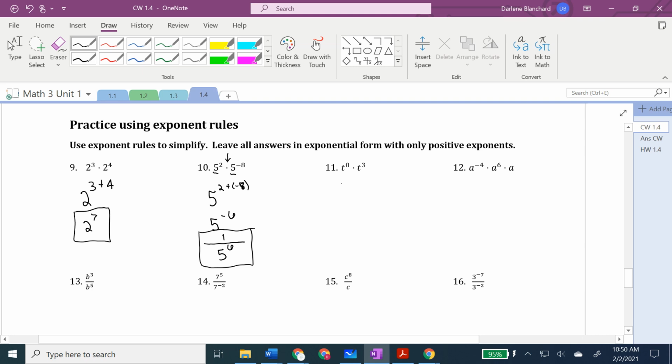For number 11, when you see t to the 0 power, make your life easy, make it a 1. And then just go, hey, that's it. You could have also added the exponents to get 3.